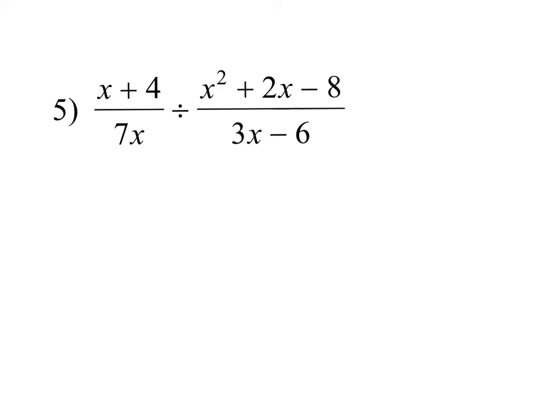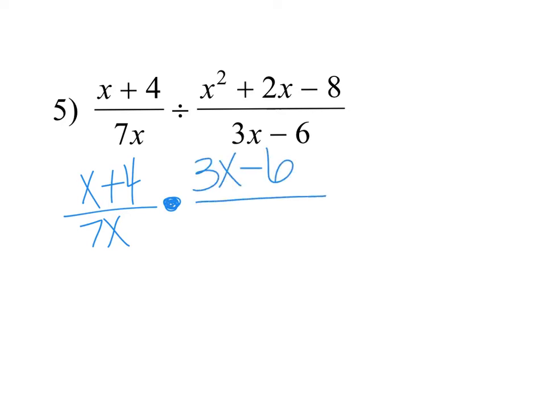Number 5 is division. So we're going to use that keep, change, flip, or multiply by the reciprocal. So I'm going to keep my x plus 4 and 7x. I'm going to change the division to multiplication, and I'm going to flip my fraction around.